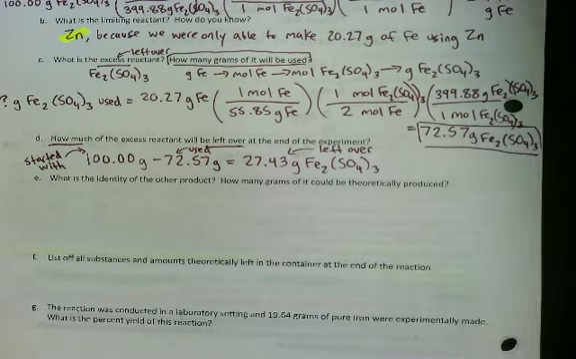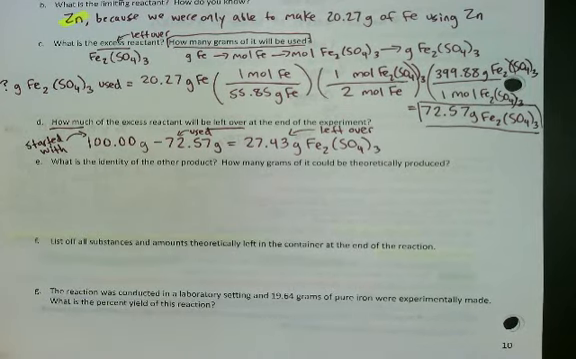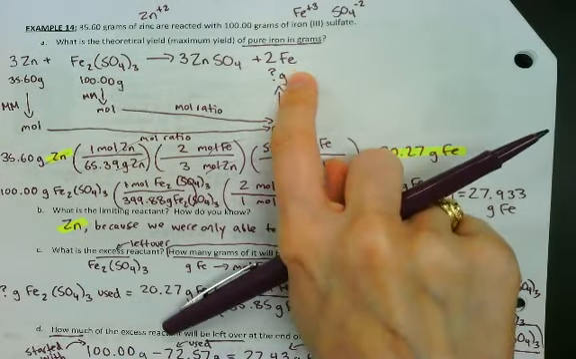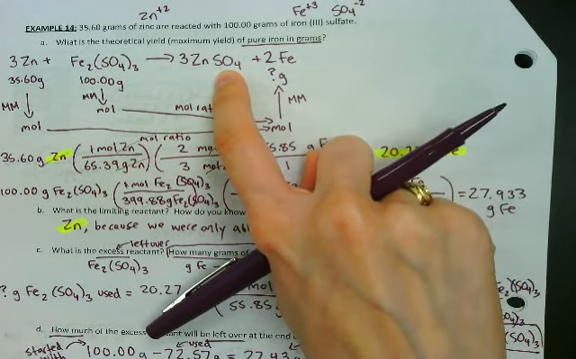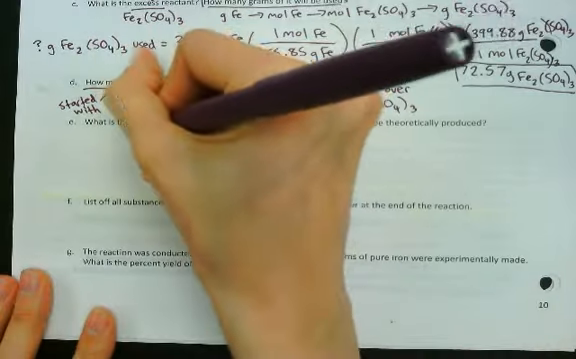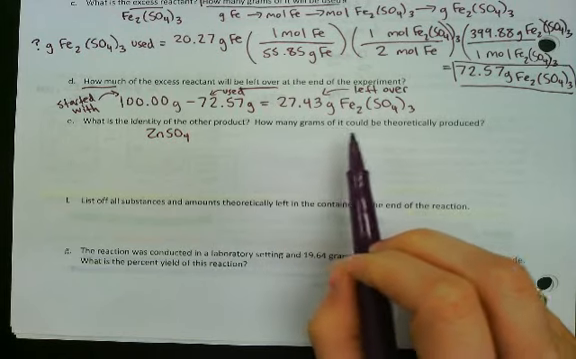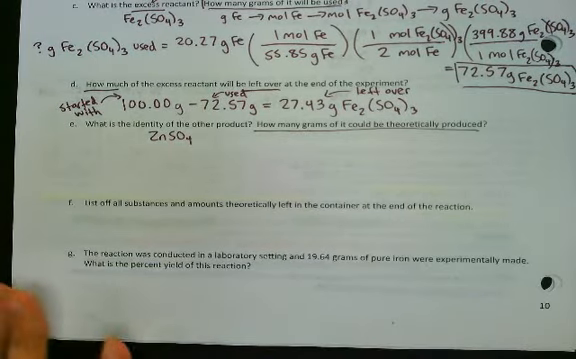Next up, letter E. What is the identity of the other product? Well, we can go right back up here to our equation and see. So we've been talking a lot about iron as our product. The identity of our other product is zinc sulfate. Okay, we have zinc sulfate here. So the identity of our other product is zinc sulfate. And then here we're asked how many grams of it could be theoretically produced.